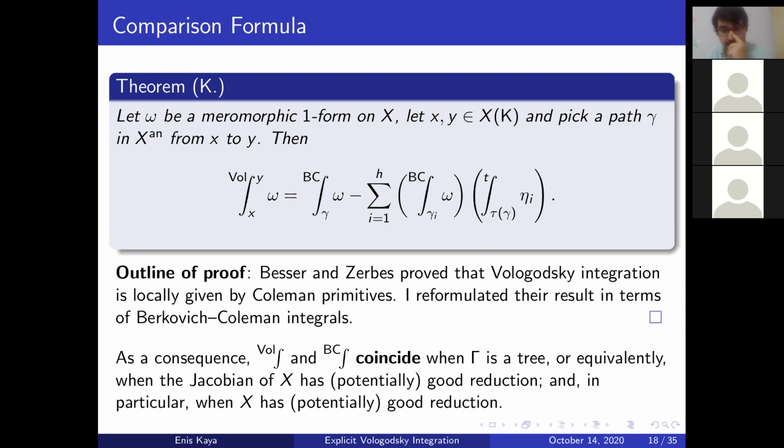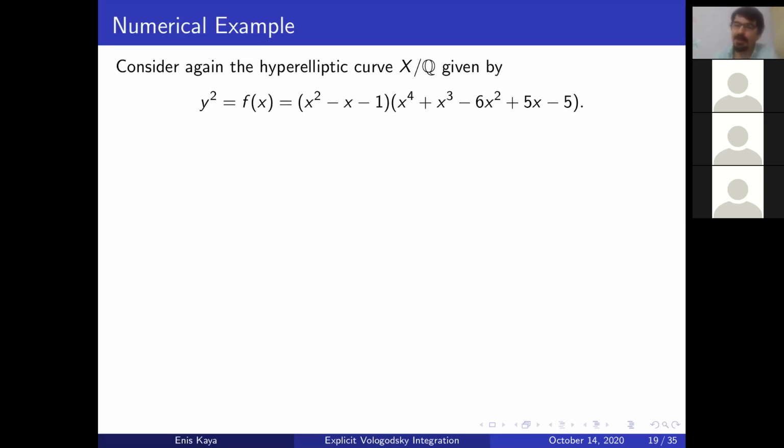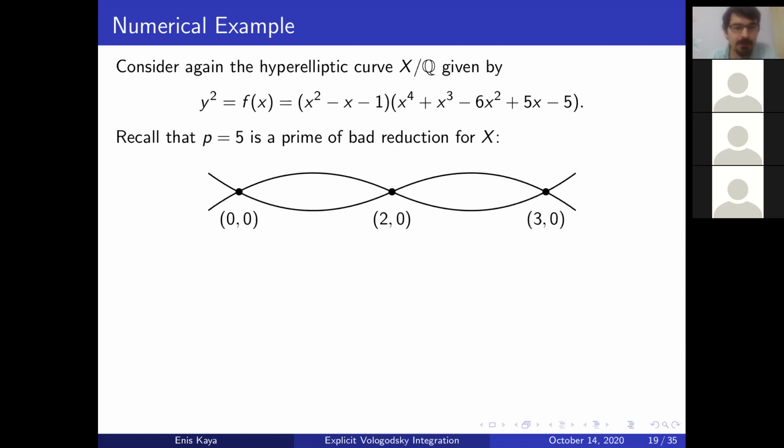Okay, so this is the comparison formula. So finally, let me go over this example. Again, we will consider the same hyperelliptic curve. And recall that 5 is a prime of bad reduction, and this is our special fiber. And here we will consider X over Q5. I mean, at 5 we have bad reduction.